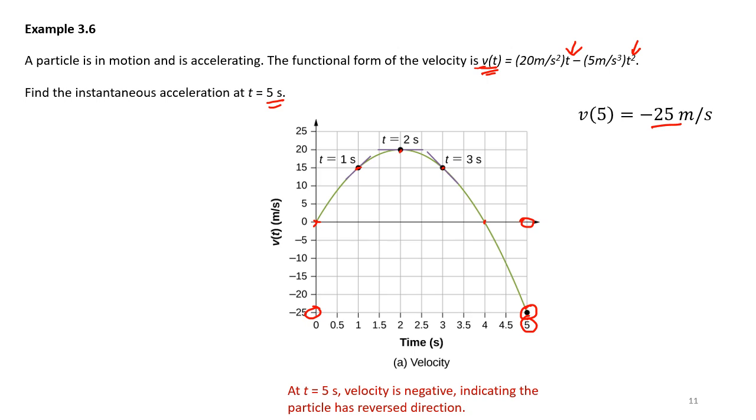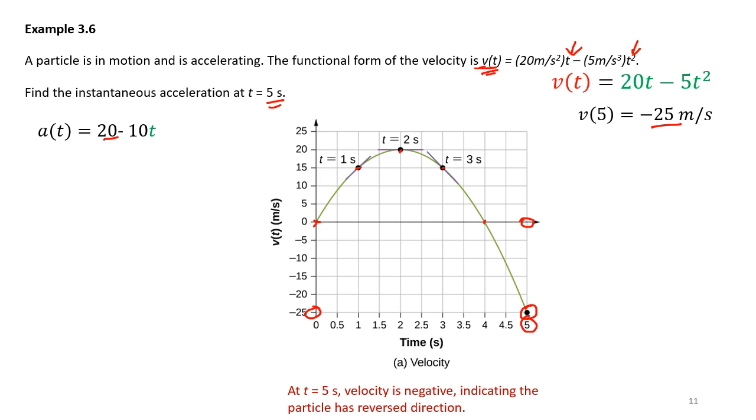Okay, so if you look at acceleration, you can see that at t equal to 0, acceleration is positive. You get 20 meter per second square. At time t equal to 1, you get 10 meter per second square. So here also acceleration is positive, but the acceleration itself is reducing. So the rate at which the velocity was changing is reducing.